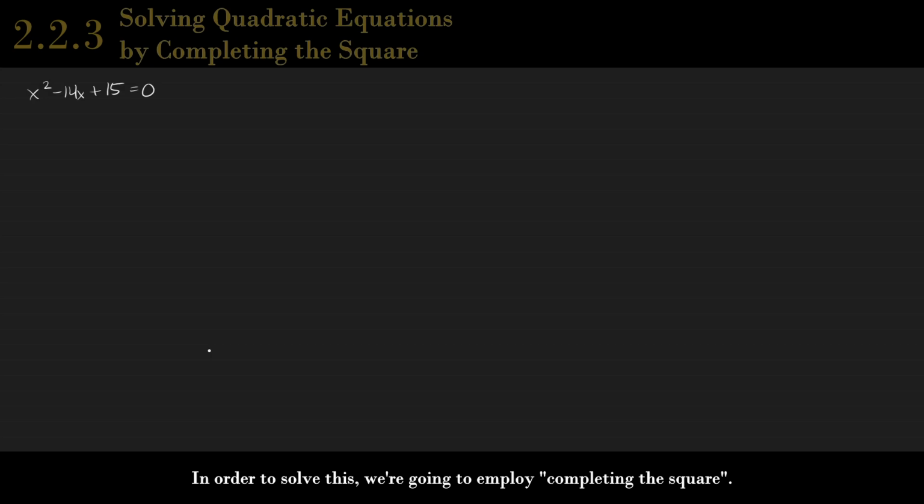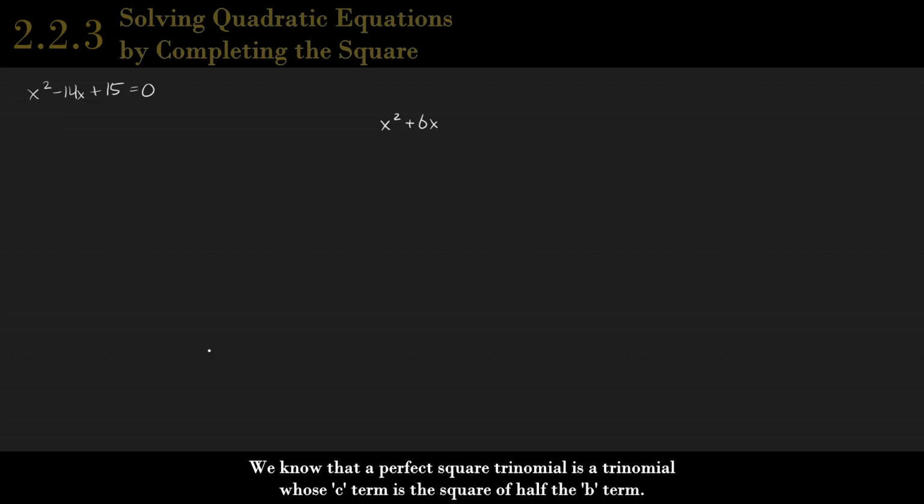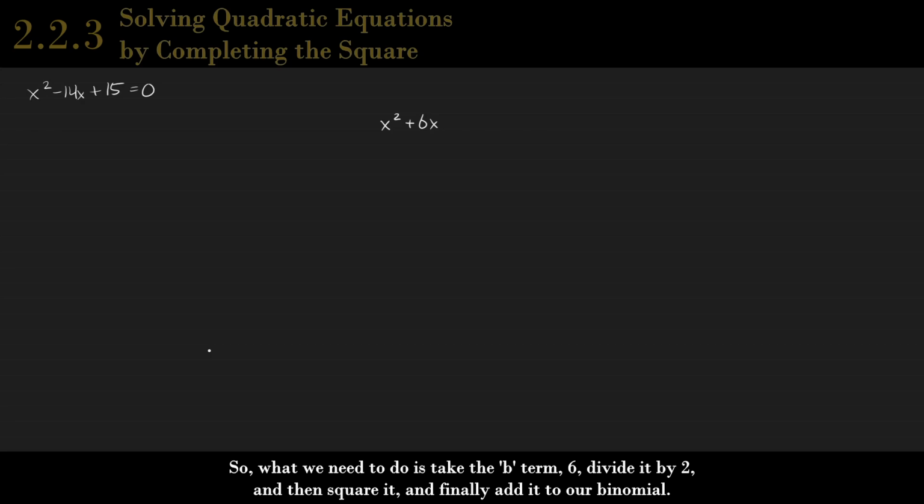In order to solve this, we're going to employ completing the square. This is a technique that will transform our equation into a perfect square trinomial. In order to see this in action, let's look at a simple binomial, such as x squared plus 6x. We know that a perfect square trinomial is a trinomial whose c term is the square of half the b term. So what we need to do is take the b term, 6, divide it by 2, and then square it. And finally add it to our binomial.